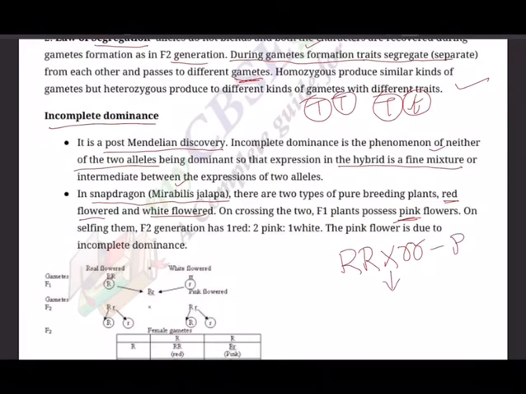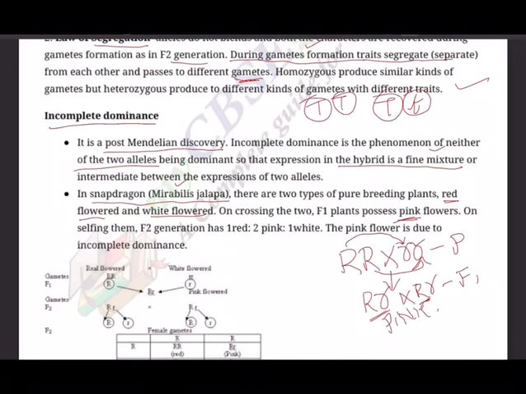In F1, what happens? Capital R, small r versus capital R, small r. Now, this is the F1 generation, right? So, this is the combination and this is the combination. So, what is the phenotype of this? If it is the law of dominance, because of the presence of capital R, this should be a red flower. But what's happening in Snapdragon, Mirabilis? It's becoming pink instead of red.